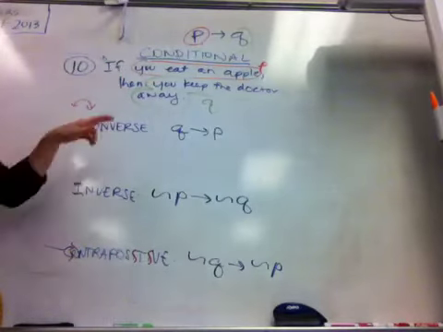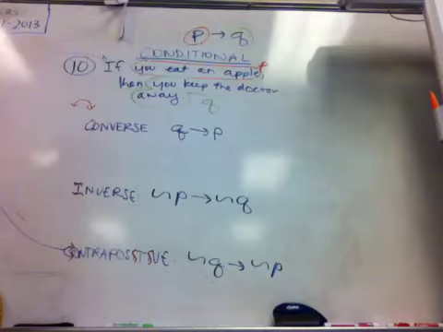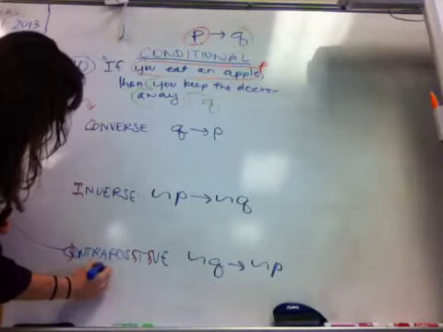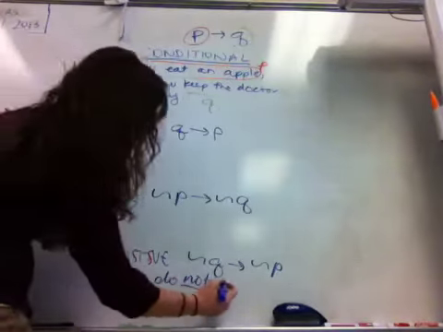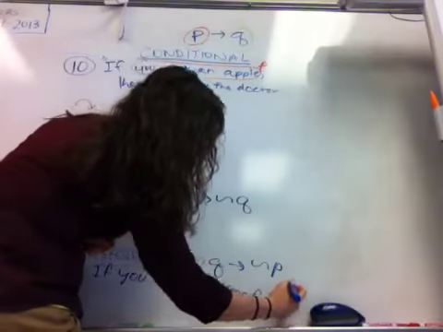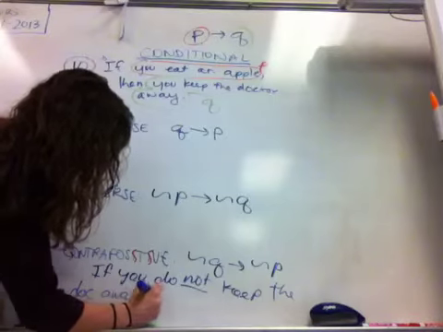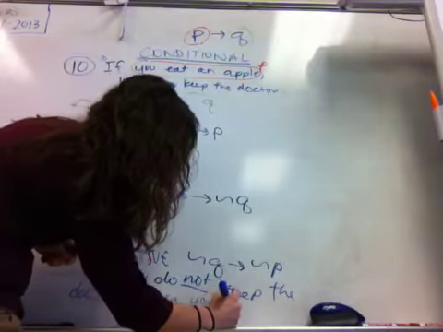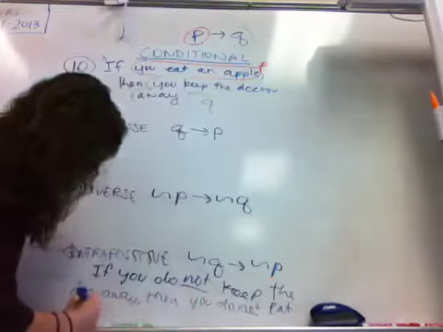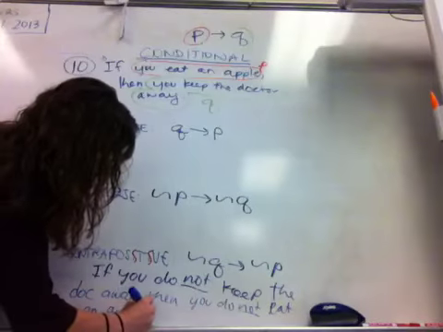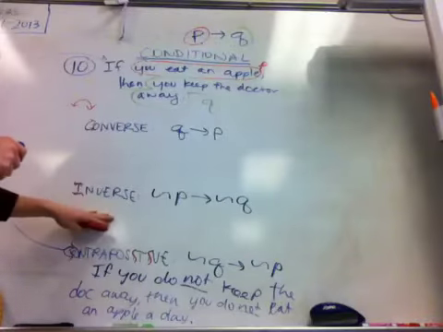So, if this is your original, if you eat an apple a day, I left that out, then you'll keep the doctor away. So the contrapositive of that statement, if you do not, there's your squiggly, keep the doctor away, here's your Q. Check your paper. Then you do not, there's your squiggly, eat an apple a day. There's your P.